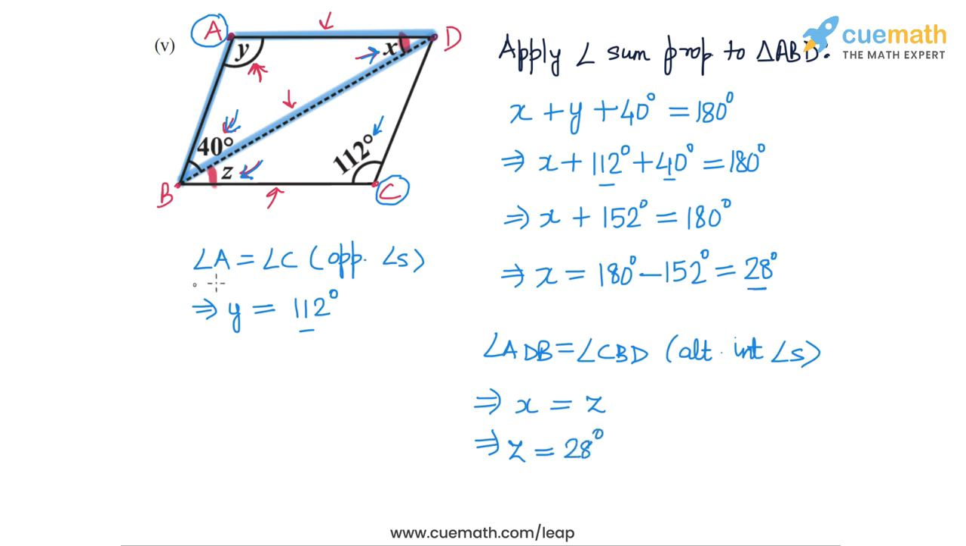So the answer for this part is the value of X is 28 degrees, the value of Y is 112 degrees, and the value of Z is 28 degrees. And this completes part 5 of the question. And with this we have completed the whole question.